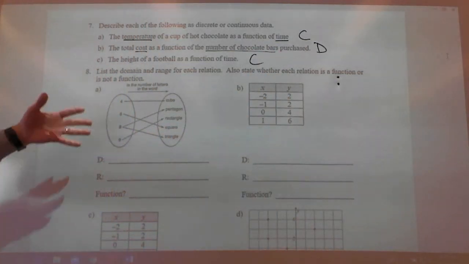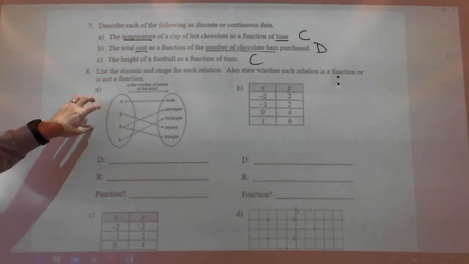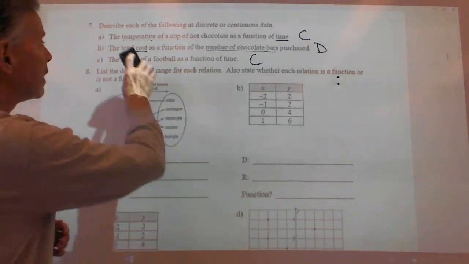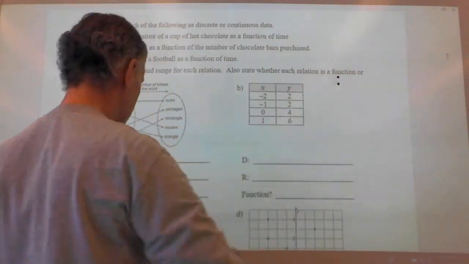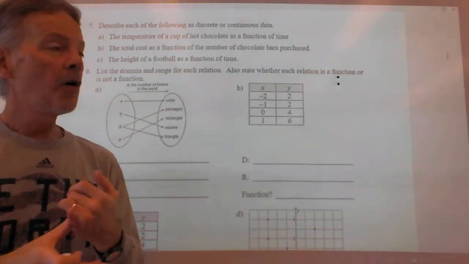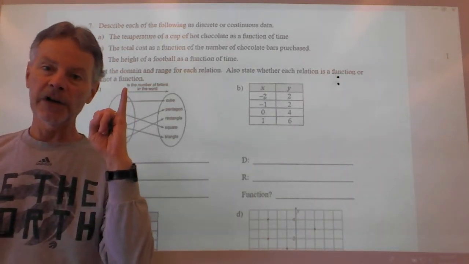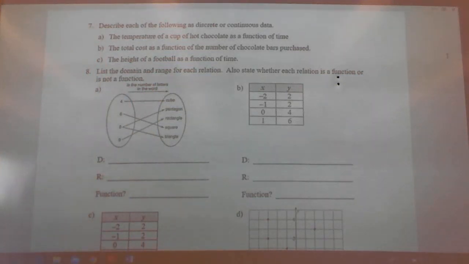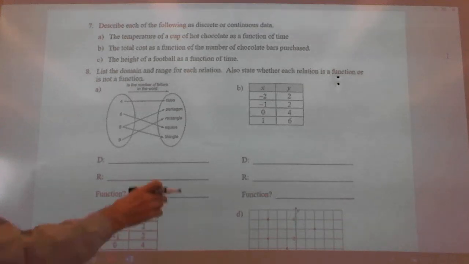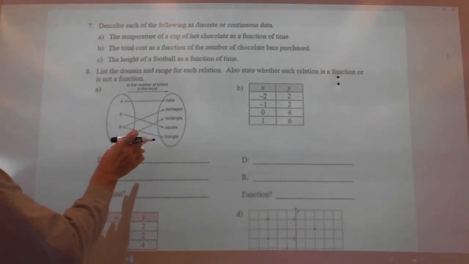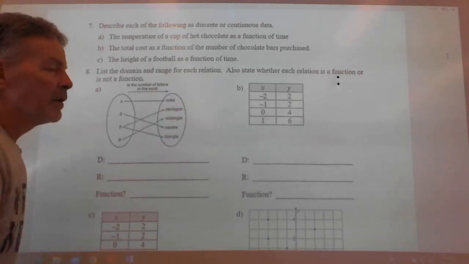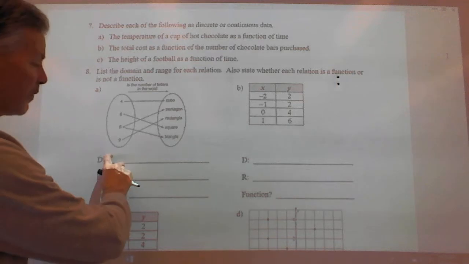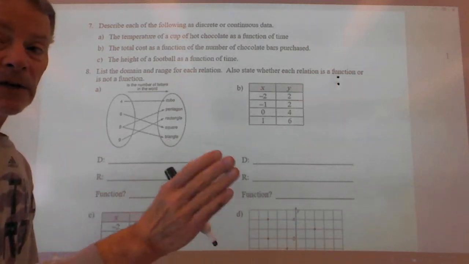Domain and range. Domain and range is where some of you really got into the weeds. You really had difficulty with that. You need to be able to express domain and range, both using set notation and using interval notation. With something like this, you can't use set or interval notation when you're dealing with objects. So for these ones, you would basically just be listing.